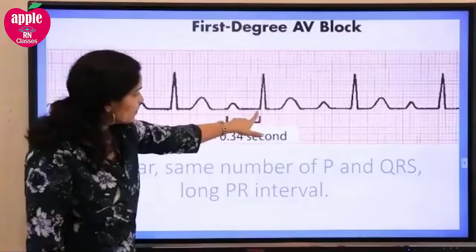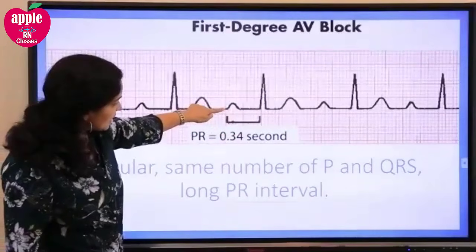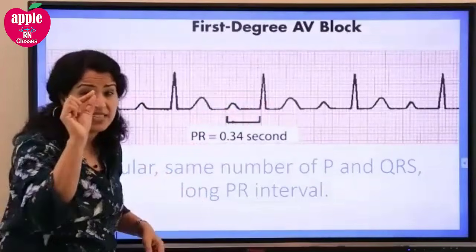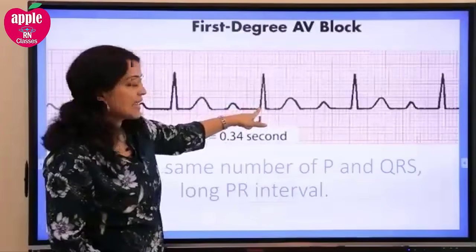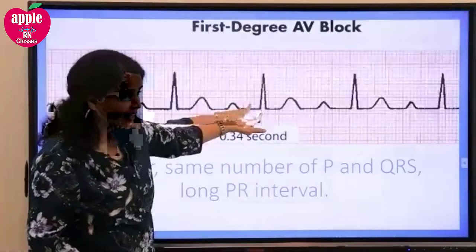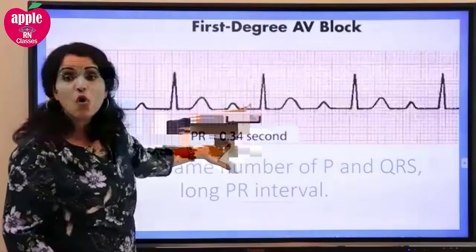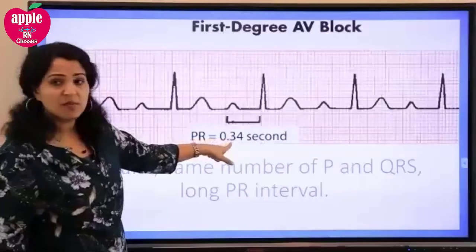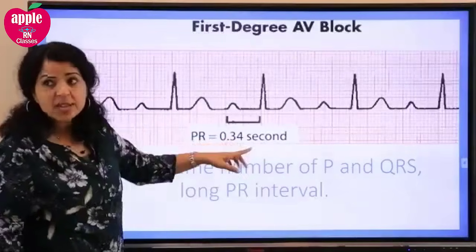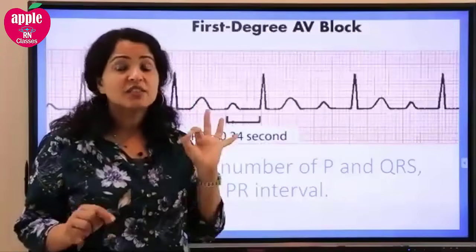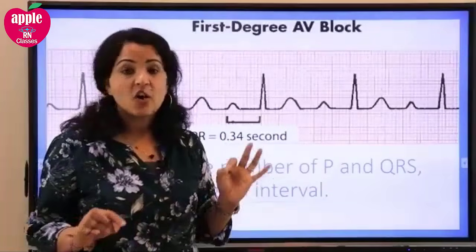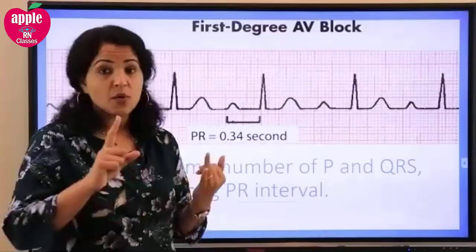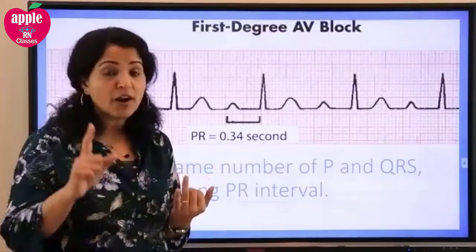But when you look at the PR interval, from the beginning of the P wave to, sometimes you will be able to see the Q, sometimes you won't be able to see a clear Q. So that's why we take the beginning of ventricular contraction. And if you look at that, that is more than 5 small squares. And this is actually 0.34 seconds. So this is the major thing you're going to look at. Very important: P is different from R. So the PR interval is the one you are going to look for.